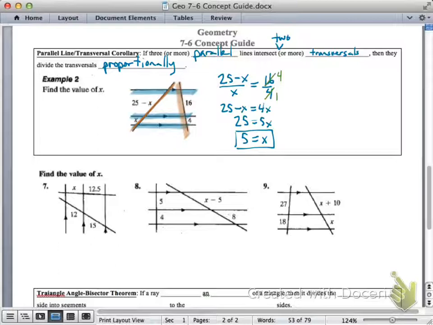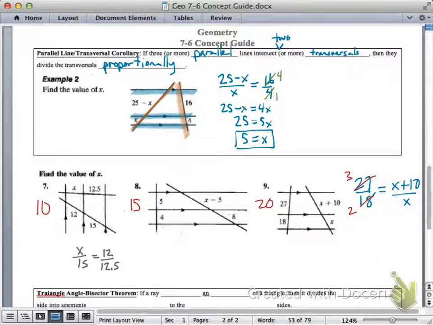Oh, before you do, here. I assume you're listening right now and others aren't. They're just copying stuff down. Do not copy down x over 15 equals 12 over 12.5. We'll see if anybody falls into this trap. But solve 7, 8, and 9 if you haven't done so already. Pause the video and I'll show the answers in a second. Those are some answers.